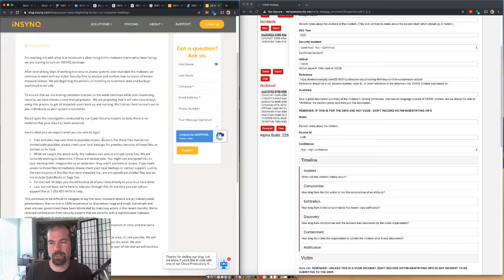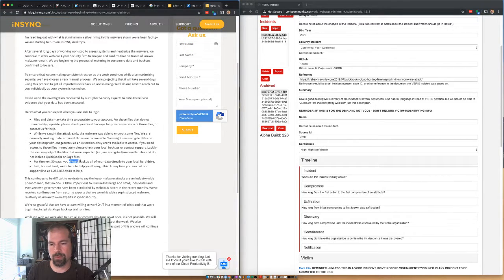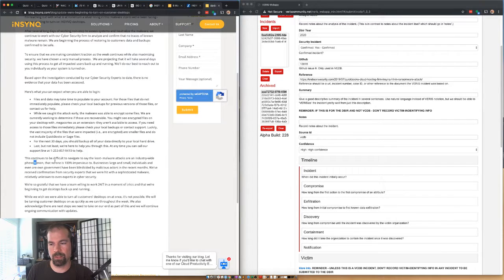Files may populate your desktop. For those days, we do not immediately populate. We caught the attack early. The malware was able to encrypt. We're currently determining how you might see encrypted files on your desktop. For the next 30 days, back up your stuff. Last but not least, here's the help phone number.